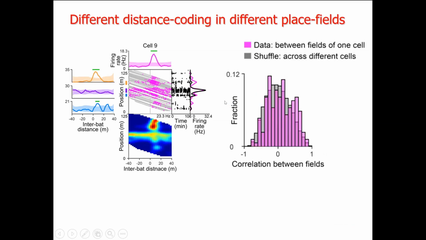So we analyzed this by looking at the correlation between distance tuning fields of the same neuron in different place fields, in pink, versus different place fields of different neurons. And you see there's almost perfect overlap. There is some overrepresentation here on the right, but it's almost completely overlapped, which means that different place fields of the same neuron have almost independent distance tuning functions.